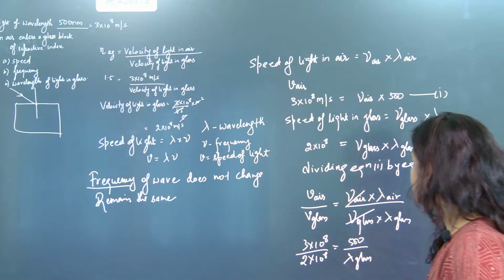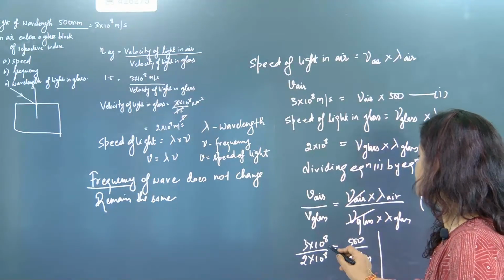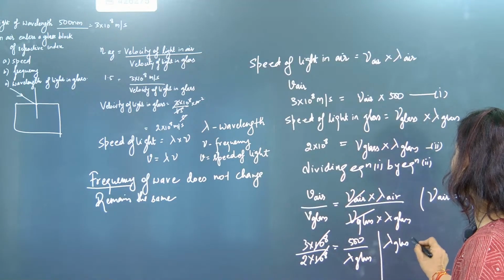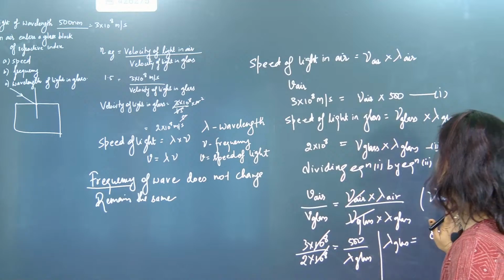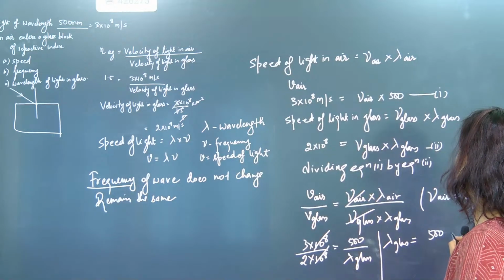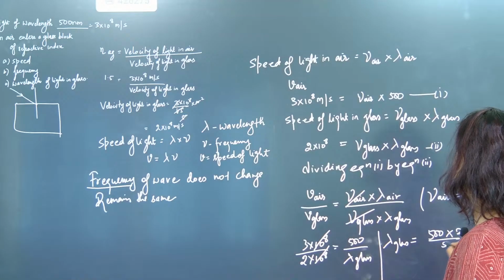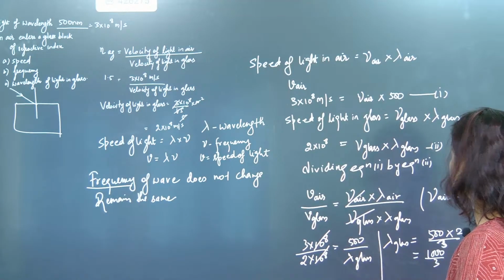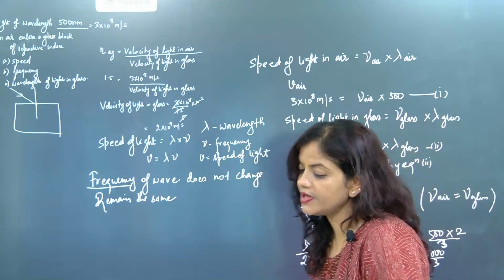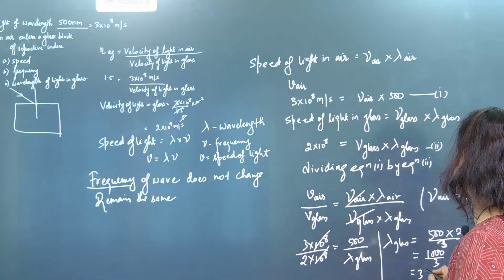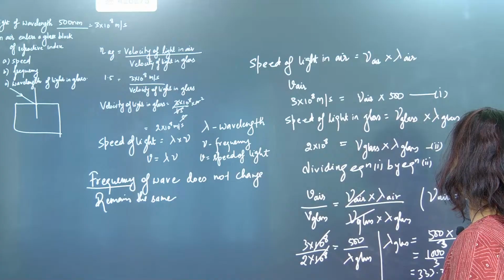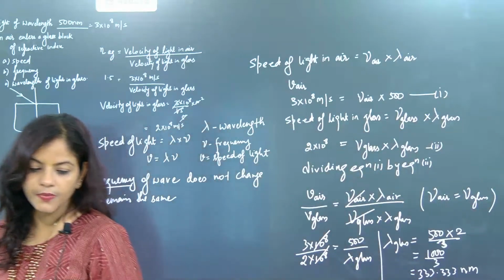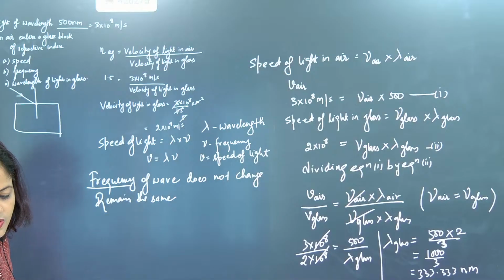So just the last part you need to do, this and this will get cancelled. Now the wavelength in glass is equal to 500 into 2 by 3, that is 1000 by 3. 1000 by 3 beta. So how much will it come? We already know 333, so it will come 333.33 nanometer. Absolutely correct.